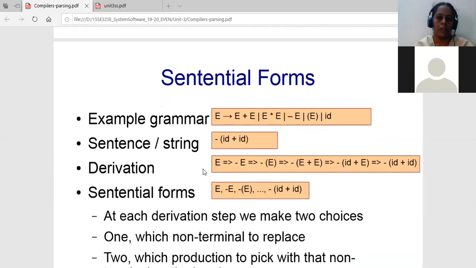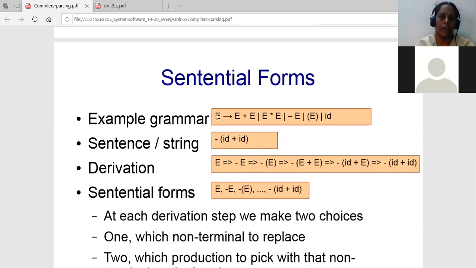And then we have a sentential form. So this is the grammar given. And this is a sentence string: minus identifier. These are all the variables. And you have to derive it. Okay? You have to apply ID for this because this is a terminal one. So what way can we go?